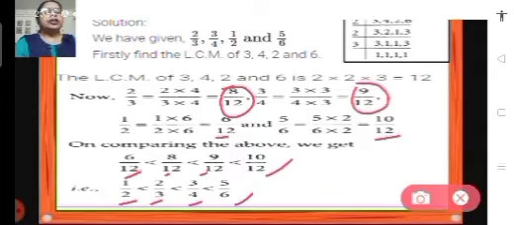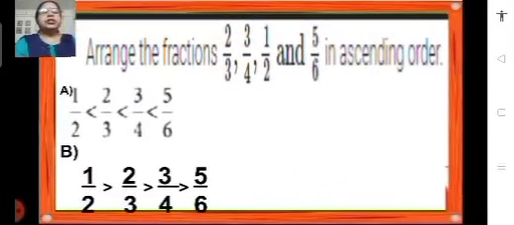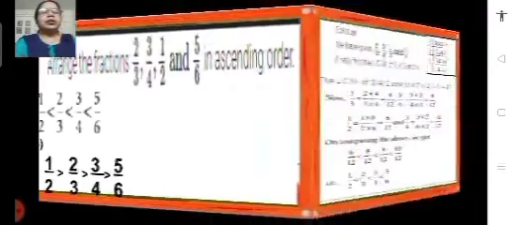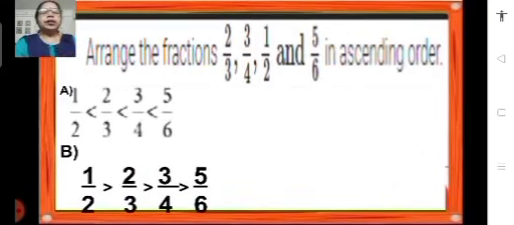So, which is the correct option? Here we have option A as the correct answer, isn't it?